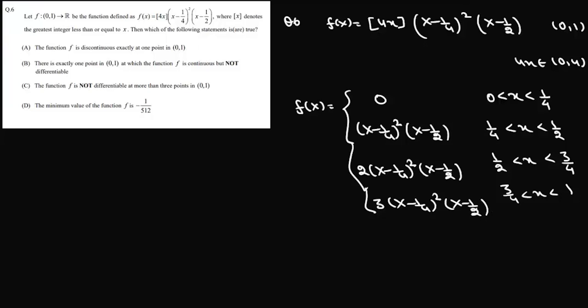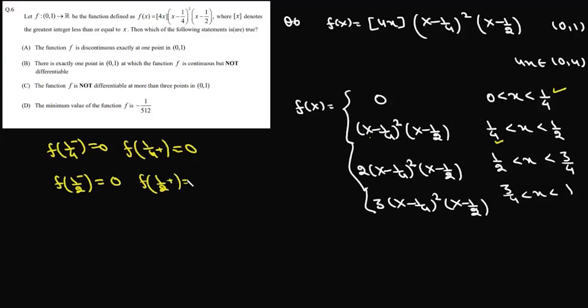Now first we'll check its continuity. f(1 by 4 negative) is 0, and f(1 by 4 positive): if we put x as 1 by 4 here, this is 0, so it is continuous at 1 by 4. Now we'll check its continuity at 1 by 2. So f(1 by 2 negative) is 0, and f(1 by 2 positive), in this case again, will be 0. And since it is a continuous function there, we can use the equality sign anywhere.